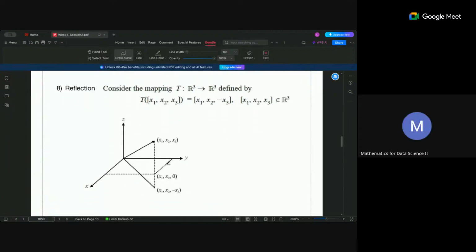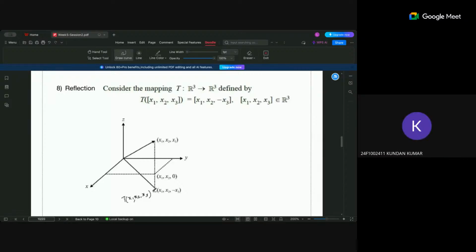Now just for the visualization, since it is in 3D, I have given the visualization to you. What do you see from here? What is it you can observe? Observe carefully. You have a vector here, okay? And this is your image. This is your T of x1, x2, x3.